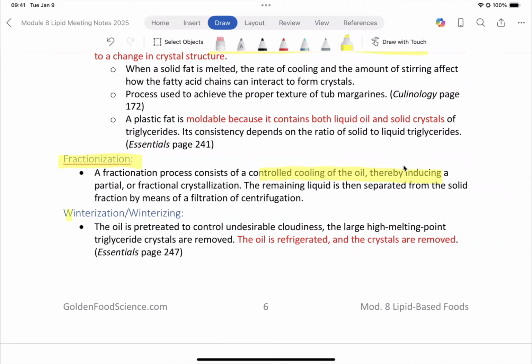And winterizing is the same sort of thing, and all it's doing is removing the saturated fats.